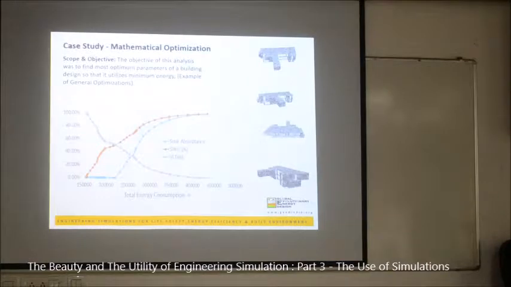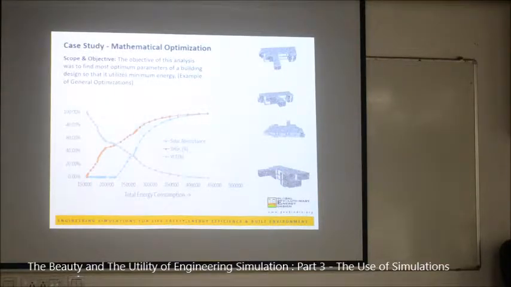Then a very, very specific case of optimization, or general optimization. You might have done it in various cases. I mean, we use a lot of mathematical optimization for different kinds of applications. I'll show you a simple use of mathematical optimization for making a building operate on its sweet point. So how does it go? You have three very, very important parameters.